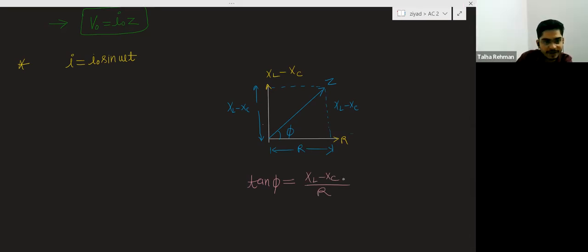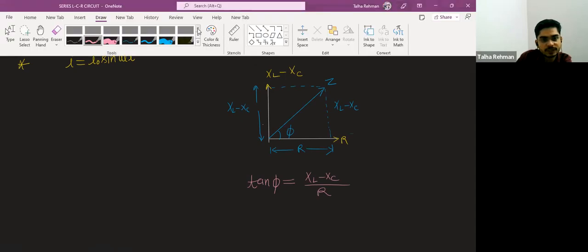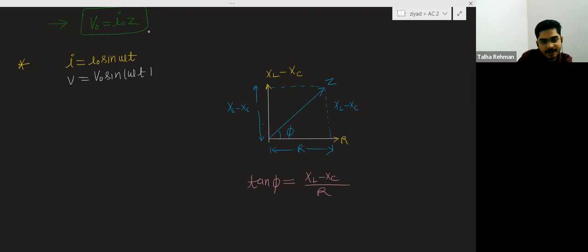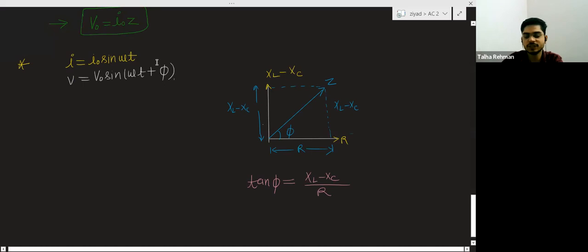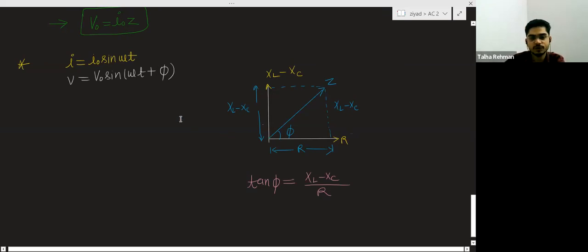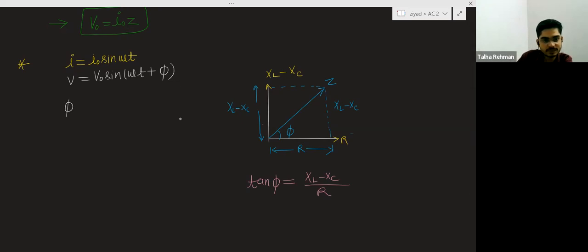So you can write the equation of voltage also. The equation of the voltage will be V is equal to V naught sine omega t plus phi. I am just supposing any random phase difference phi between the current and the voltage. This phase difference sometimes will be 0, sometimes can be 90, sometimes can be other different phase differences. So what is phi? Phi is the phase difference between the current and the voltage.